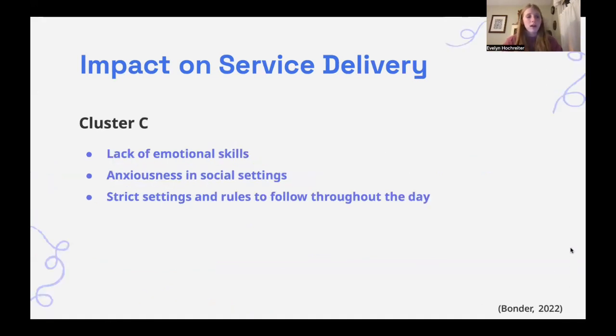So for people who are diagnosed with a personality disorder specific to cluster C, you'll see that they usually lack some emotional skills. They have more anxiousness in social settings, and specifically for people with obsessive compulsive personality disorder, they really like strict settings and rules to follow throughout the day. So disrupting that setting will result in disorganization.